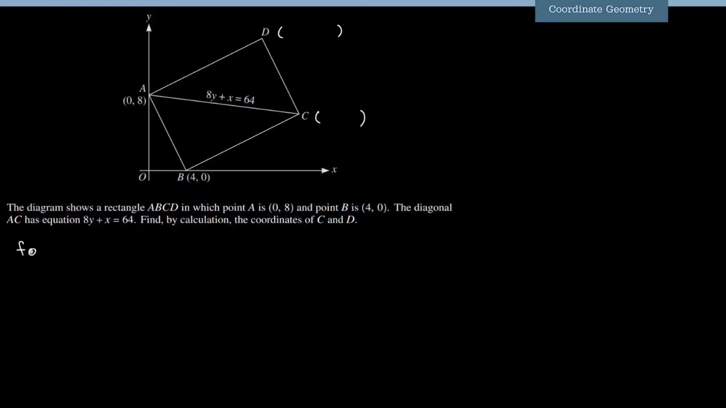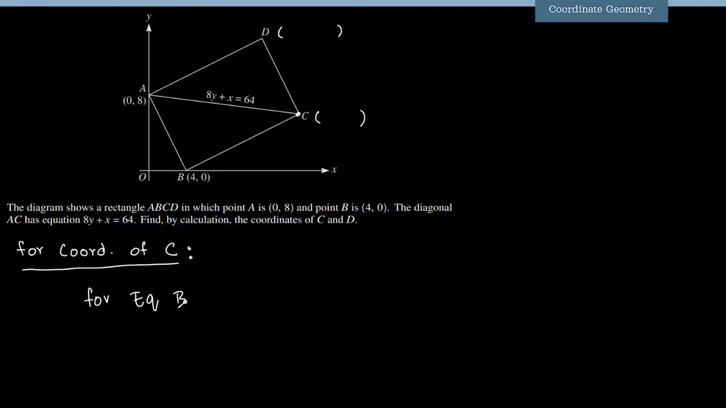So first let's calculate the coordinates of point C. Well, I know that point C is the point of intersection of this line and of this line. If I can solve the equations of these two lines simultaneously, then I can get the coordinates of point C. I already know the equation of line AC. Let's find the equation of BC.